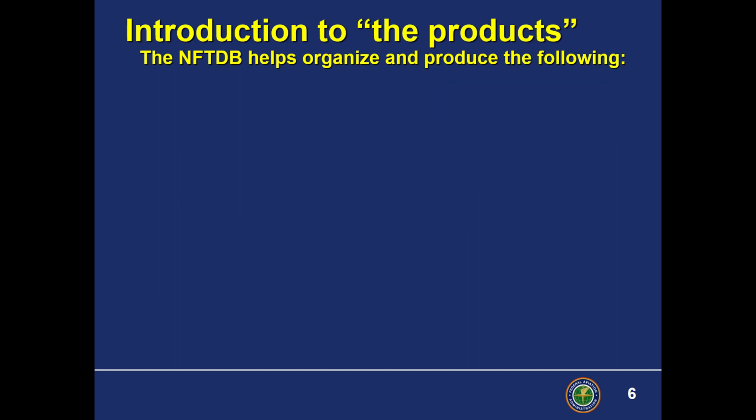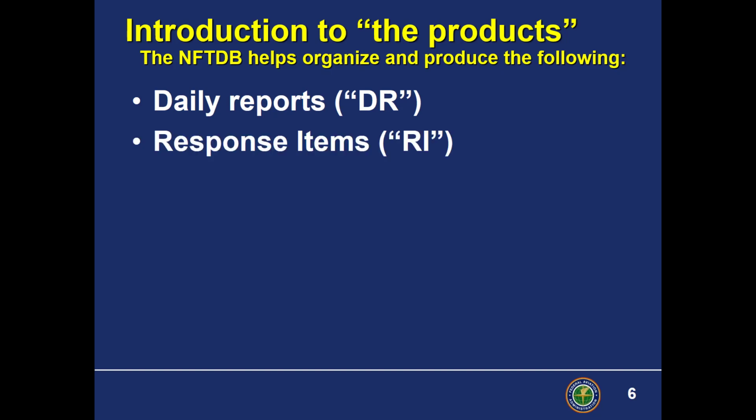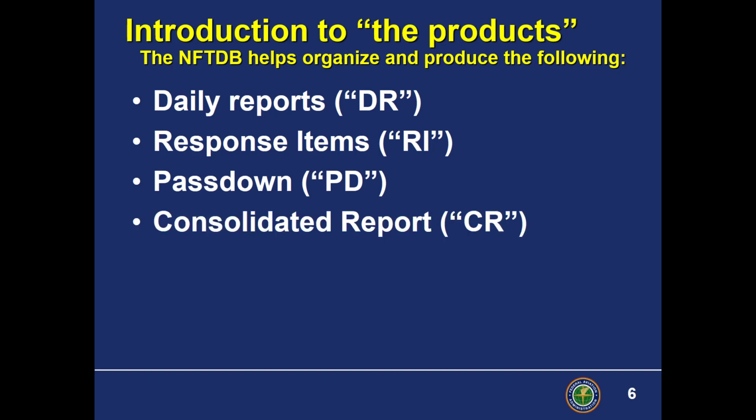Let's briefly review the products that can be produced by the NFTDB. They consist of the daily report, which is a report concerning the flight or test that was done that day. Response items, which are items, problems that occurred on a test or on an evaluation that need to be responded to. Pass down, which is kind of a catch-all safety best practices term. And consolidated reports, which are basically summary reports. If you're not familiar with these, again, it's recommended that you go back and review NFTDB 101.